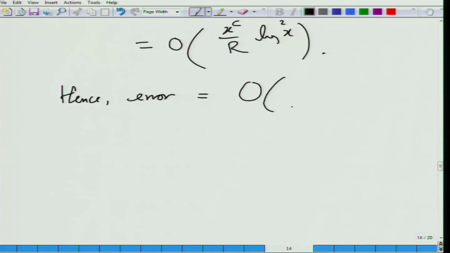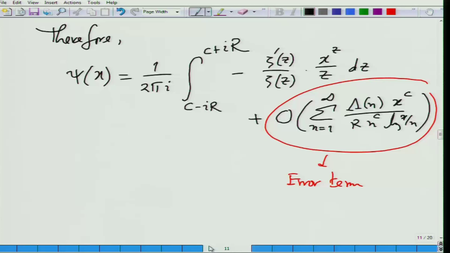So, just adding all three, what you get is an error of order x log squared x by r. Now, this error can be a bit too large. If c is, say, 2 or 3, then the error actually is much bigger than your main term. Recall, what was the main term? Psi, okay, this is the main term, whatever it is.